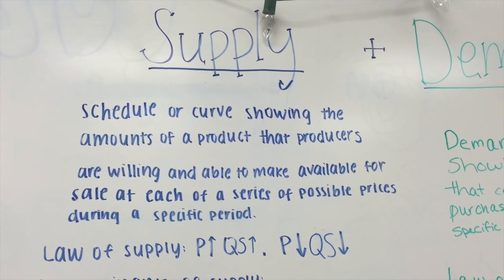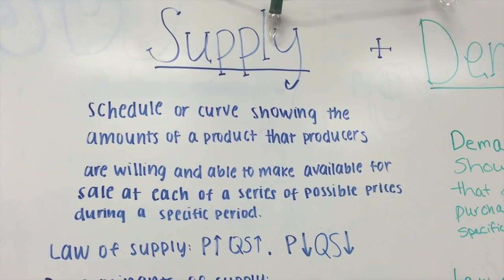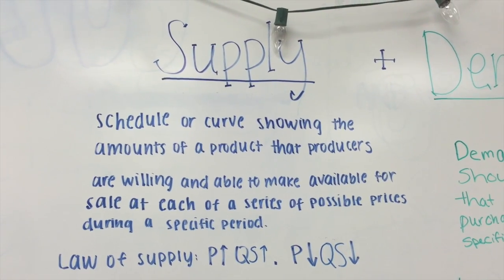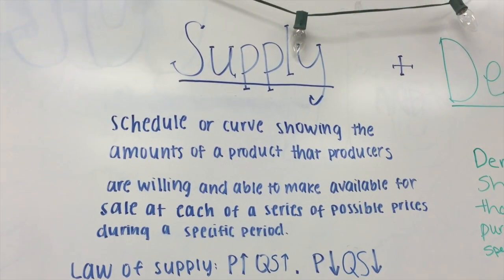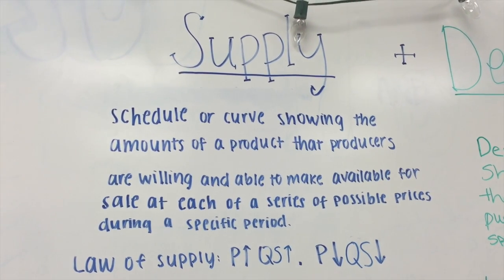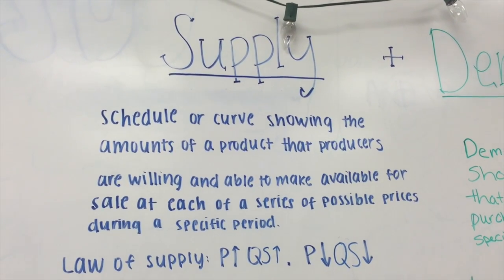Supply itself is a schedule or curve showing the amount of a product that producers are willing and able to make available for sale at each of a series of possible prices during a specific period. The law of supply states that as price increases, the quantity firms are willing to supply increases as well. The opposite is also true. It is for this reason that the supply curve itself is upward sloping.